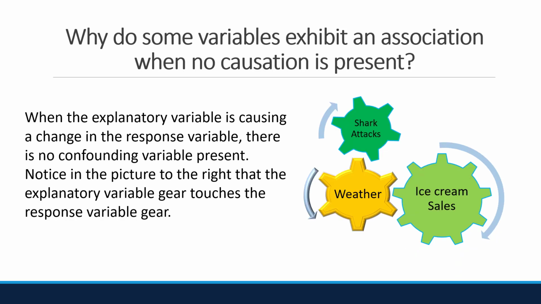Recall the shark attack example. The increase in ice cream sales does not cause the increase in shark attacks. Warmer temperatures cause increased ice cream sales and increase in shark attacks. So for this example, a confounding variable could be the weather.